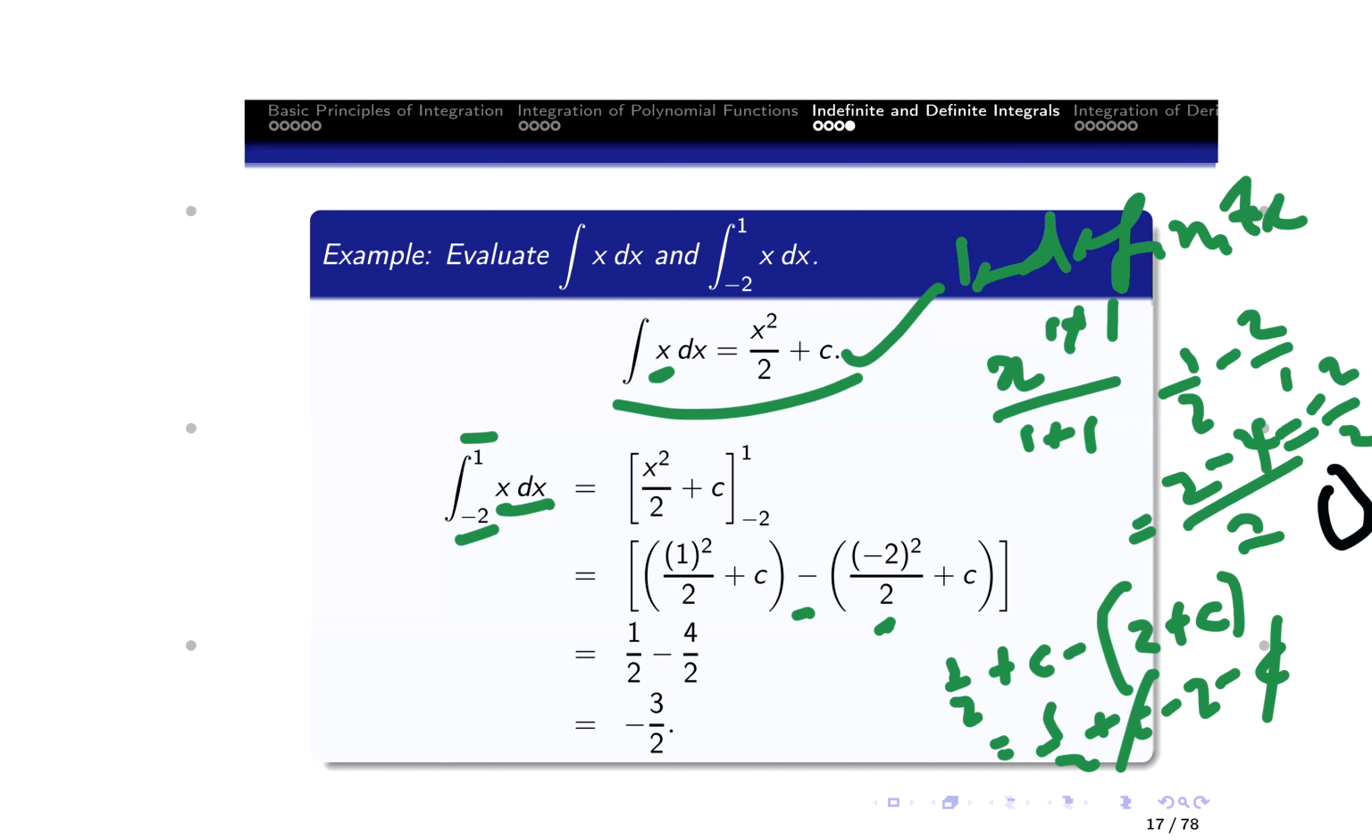Okay, something is wrong there. So 2 in 2 is 1, right? So 1 times 1, 1. Minus 1 in 2 is 2, 2 times 2, 4. So you have minus 3 over 2. And that is the answer. So that's all about indefinite and definite integrals. When you're integrating without an interval, you get an indefinite integral. When you integrate within a specific interval, then what you get is a definite integral.